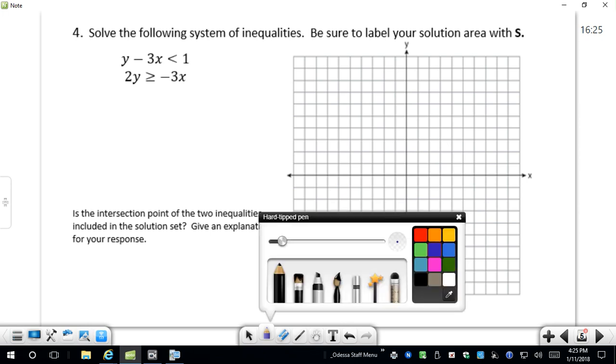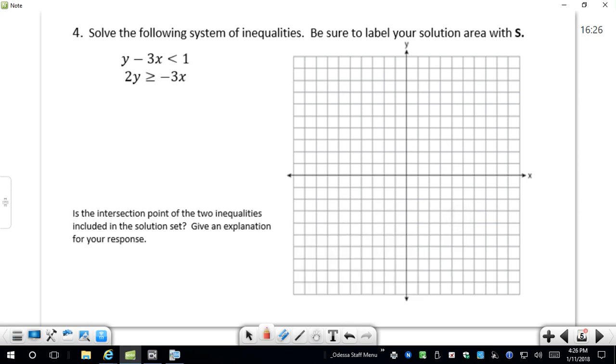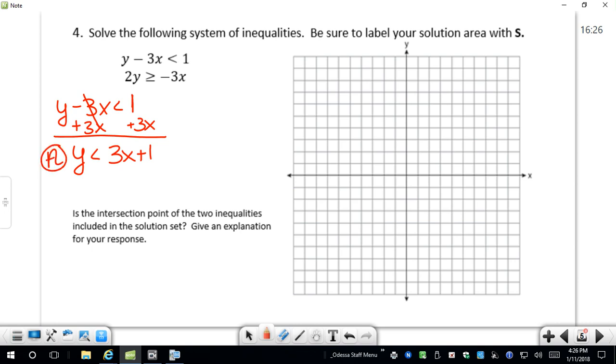And since we're going to need to graph these, again, just like with equations, the y needs to be alone. So the first thing we're going to do is take each of our inequalities. I'm going to start with y minus 3x is less than 1, and we're going to solve this for y. So I'm going to add my 3x over to the other side, and we're going to get y is less than, we're going to switch those terms, 3x plus 1. And let's call this inequality A, guys.